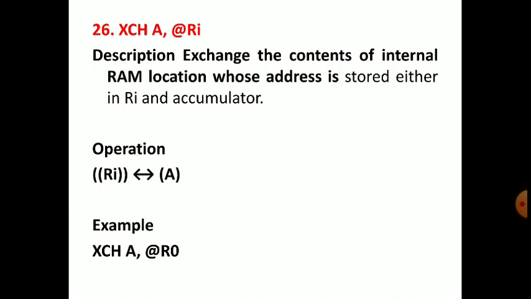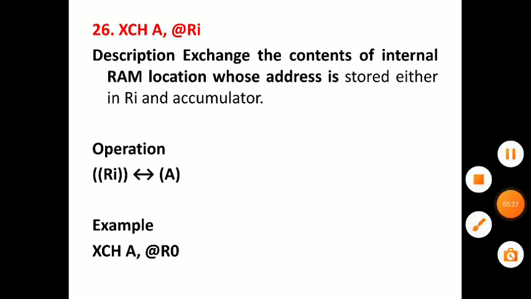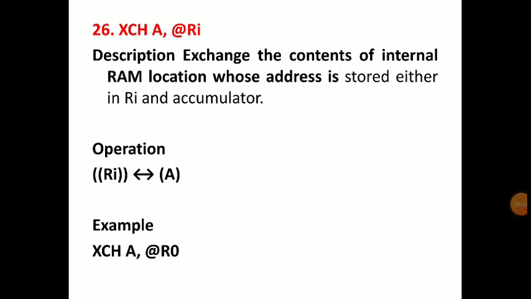Next instruction, 26th instruction in this data transfer type, XCH A comma @RI, indirect address. First we have seen XCH A comma RN, that is register type, and next XCH A comma direct addressing, and XCH A comma @RI, that is indirect addressing.